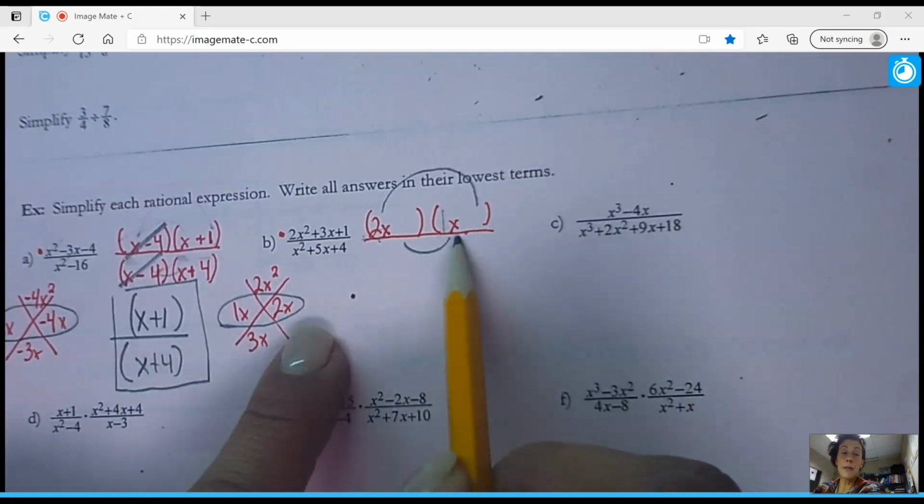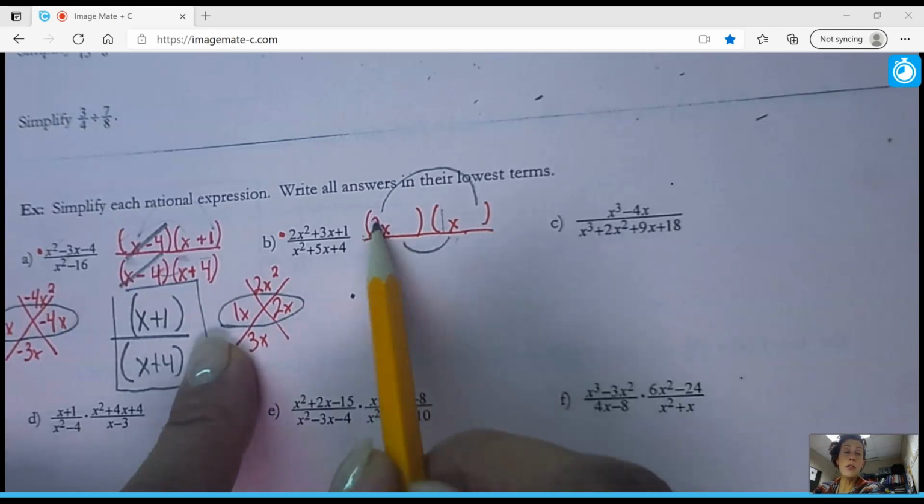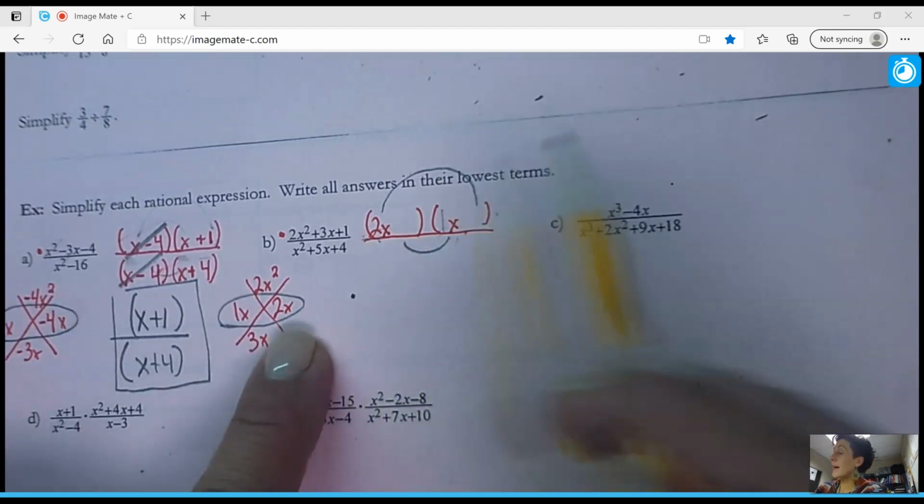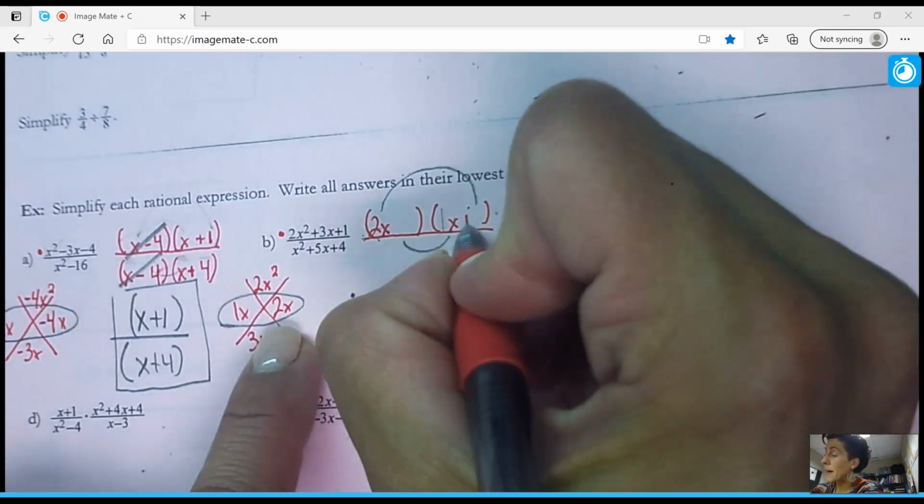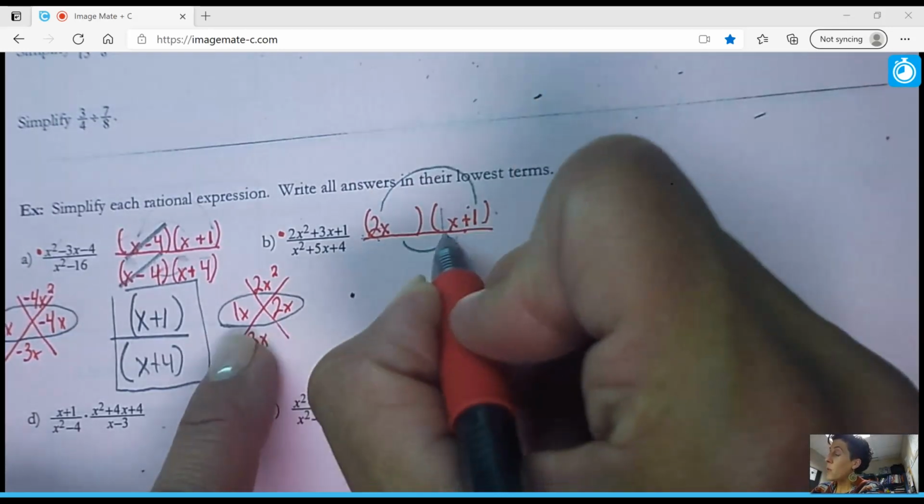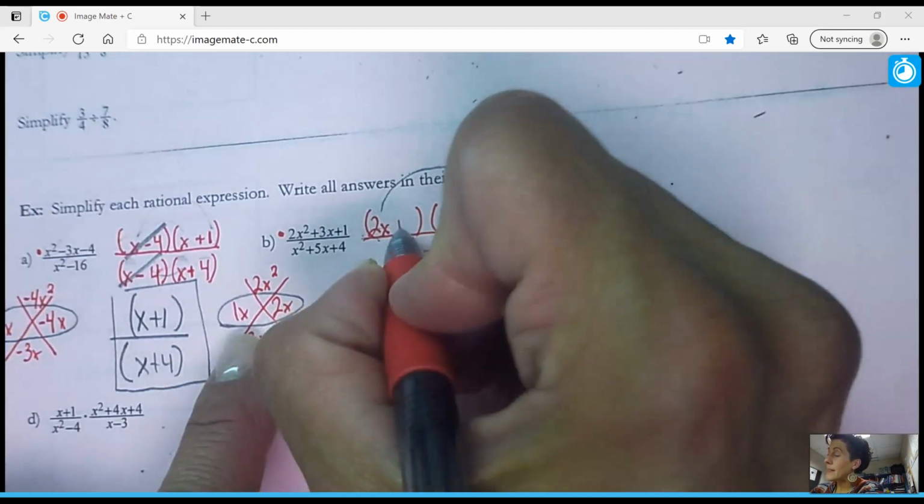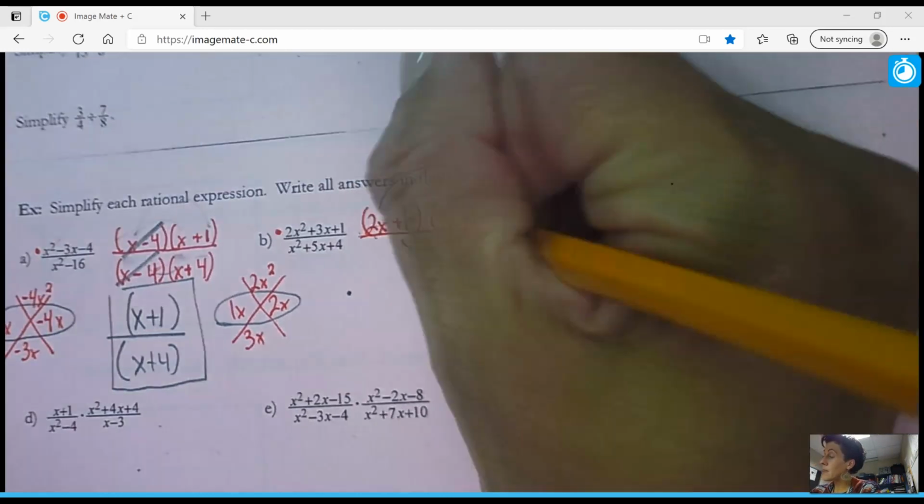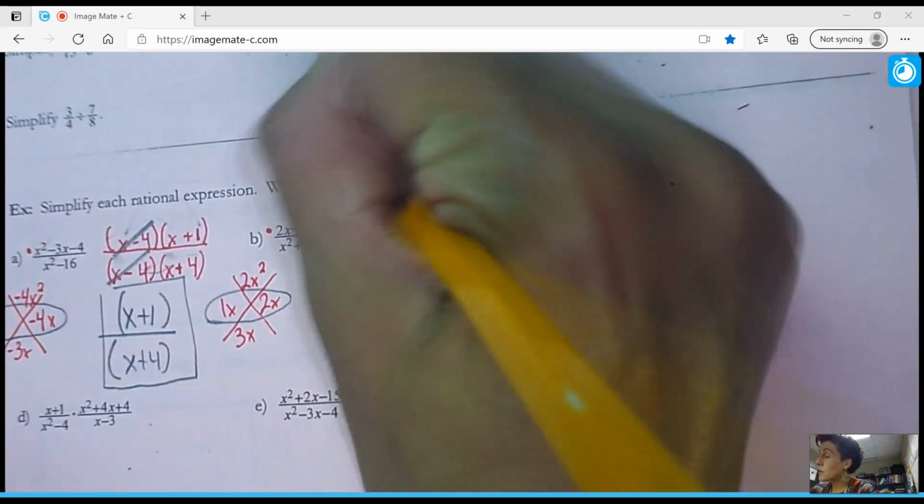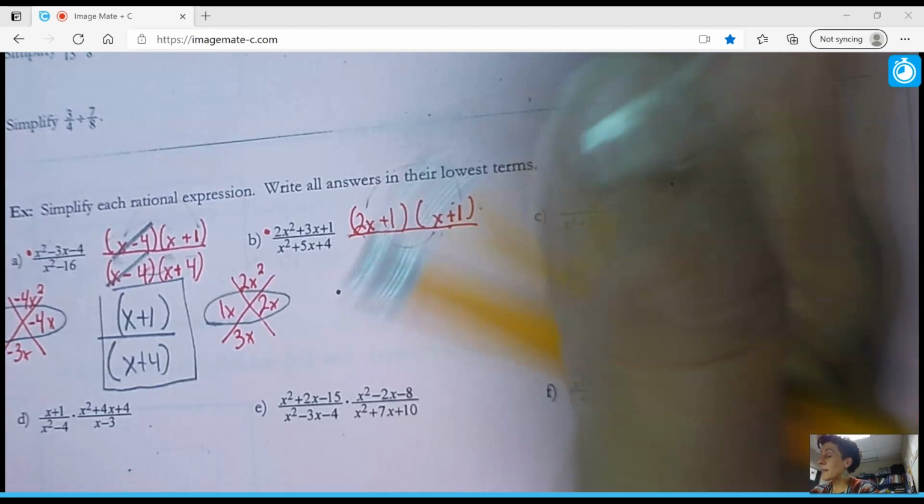1 can make either of these. So 1's not too picky, but 2 can only make 2x. So what I'm going to do is 2x times what makes 2x? Well, that's a positive 1. So that means 1x times something will make 1x, and that's a positive 1. And again, I'm going to now erase this invisible 1, erase those loops, and we have factored it now.